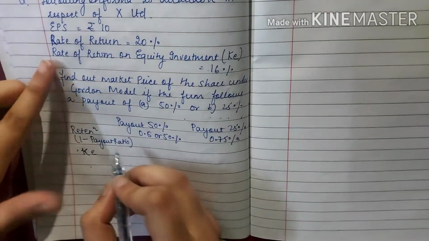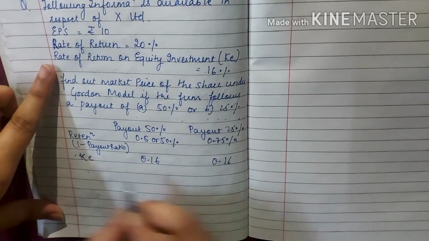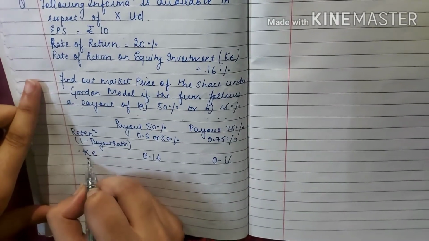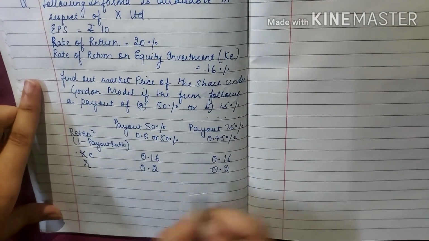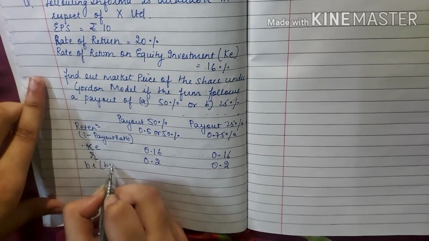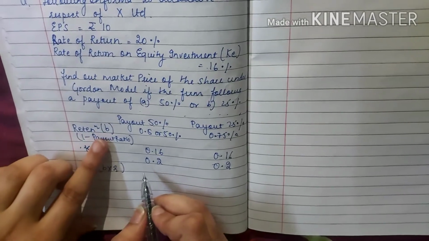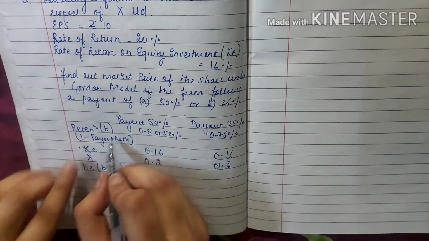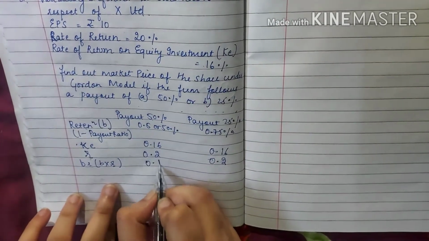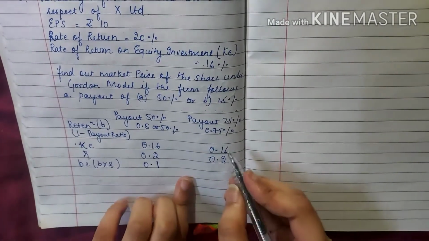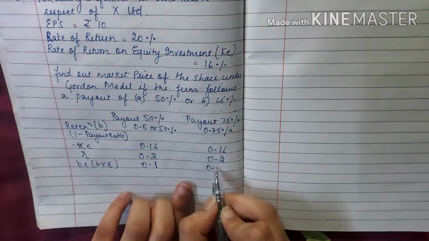KE is given as 16%, 0.16, and rate of return is given as 0.2 or 20%. So BR will be B into R. We denote retention by B. So 0.5 into 0.2, that is 0.1, and 0.75 into 0.2, that is 0.15.